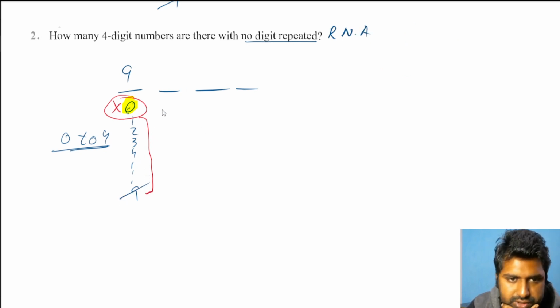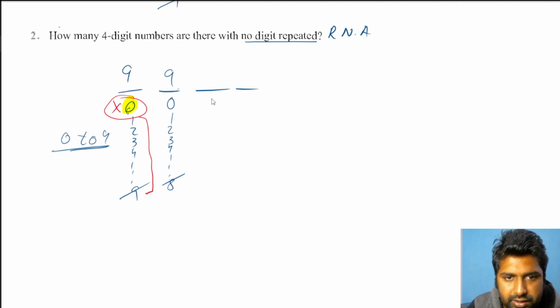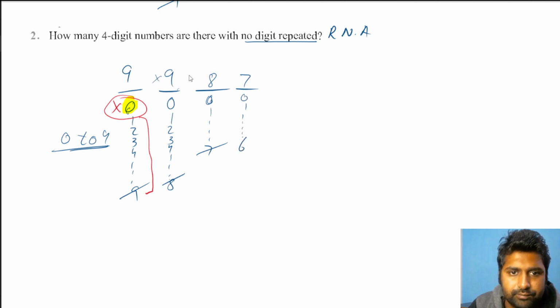So now for the next position, think how many options are there? 1, 2, 3, 4 up to 8. So 8 options? No, still wrong. Why? Because now 0 can come. For the second position, 0 is allowed, right? So from 0 to 8, how many numbers are there? There will be 9 numbers. Then again one option will be used, so 0 to 7, so 8 options, then again 0, 1 up to 6, so 7 options. Multiply them, that will be your answer.